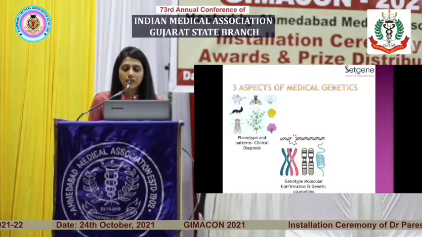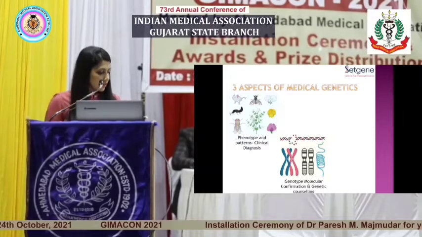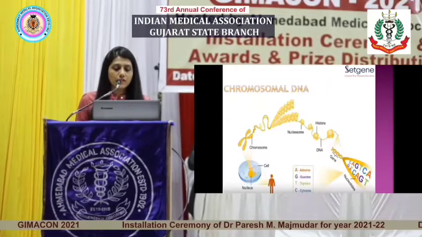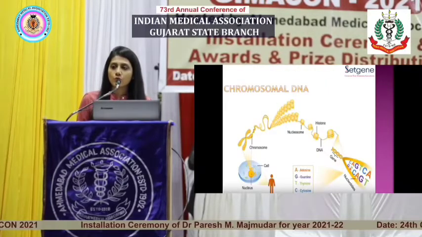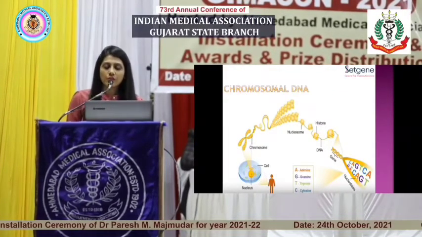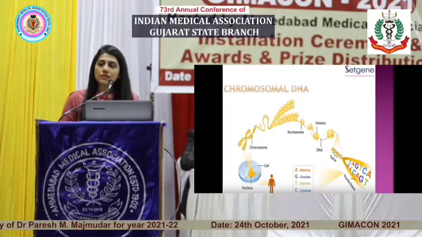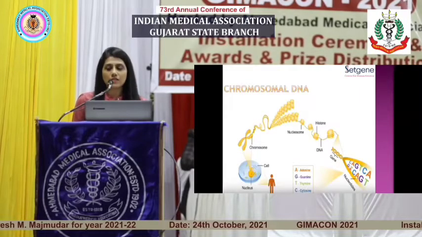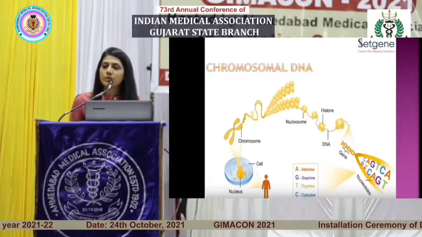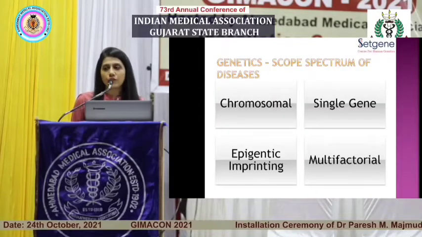Now let's look at the genotype at the molecular level. Inside the cell there is the nucleus, and inside the nucleus there are chromosomes. These chromosomes are packed into nucleosomes. What is a nucleosome? Nothing but DNA wrapped around histone proteins. And what is a gene? Nothing but a stretch of nucleotides, ATGC. So along this line, we have a spectrum of disorders: it might be chromosomal, a single gene disorder, an imprinting disorder, or multifactorial.